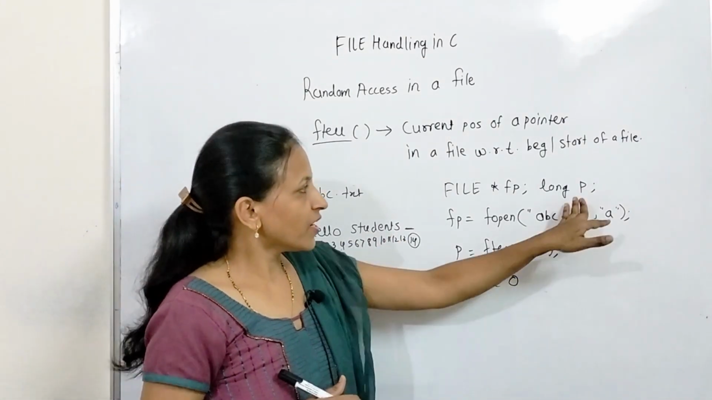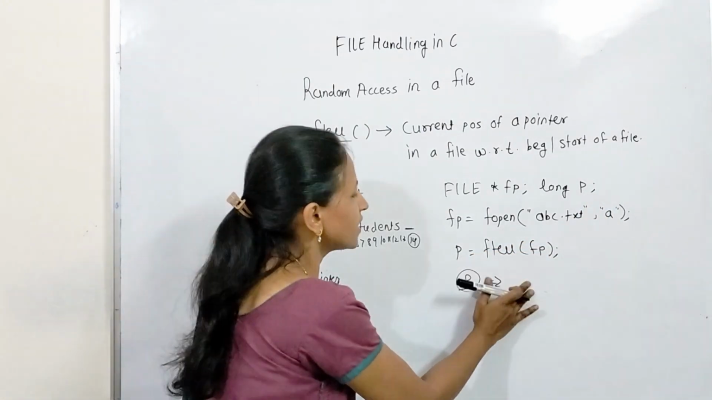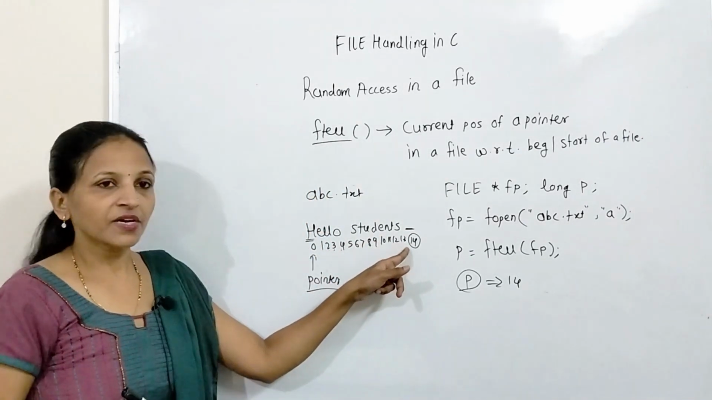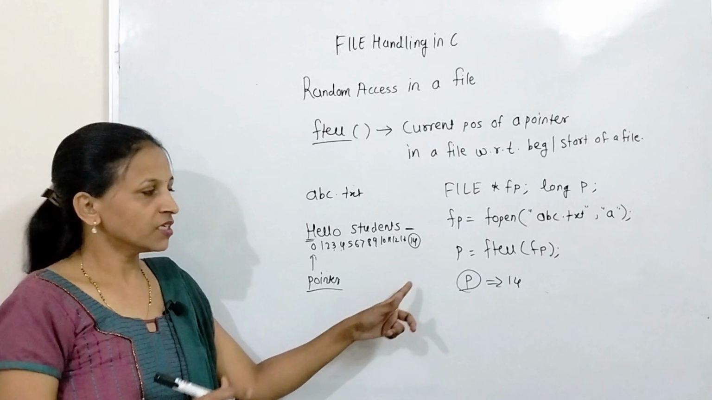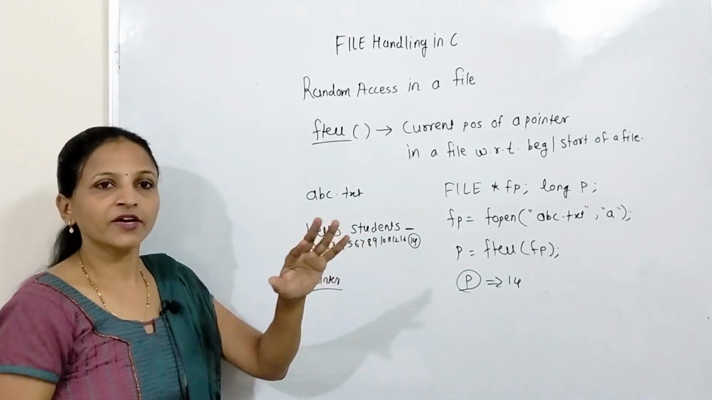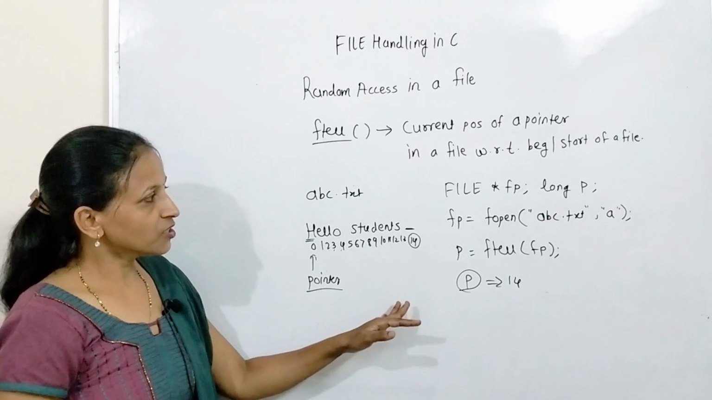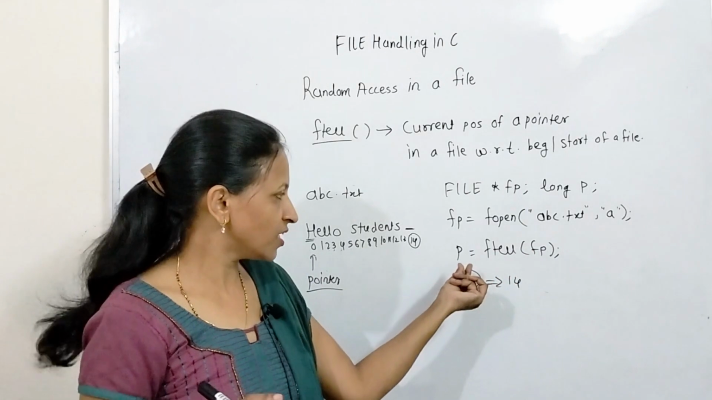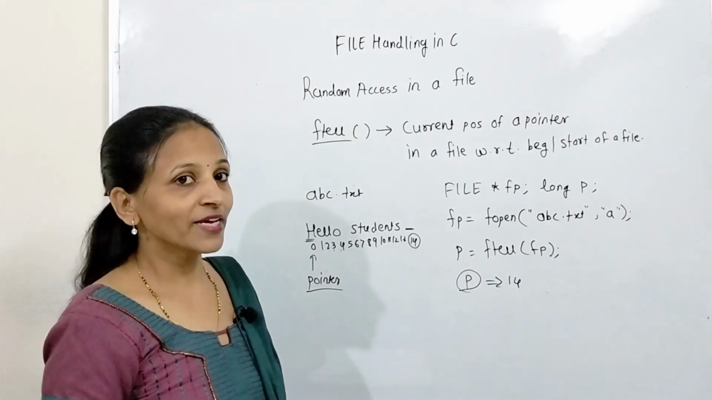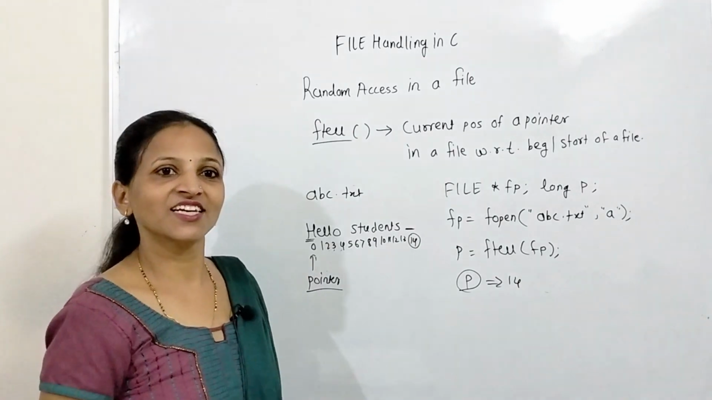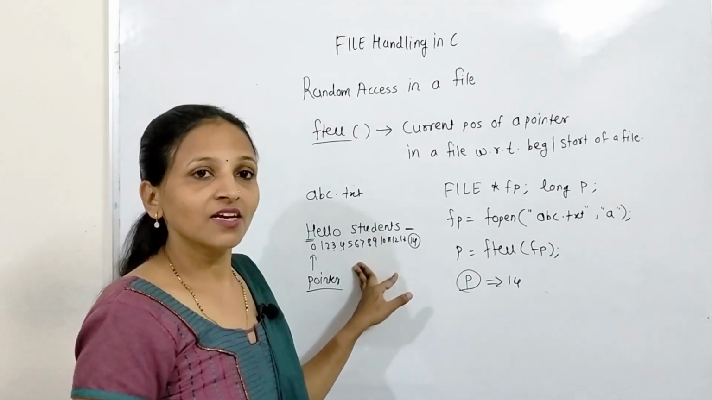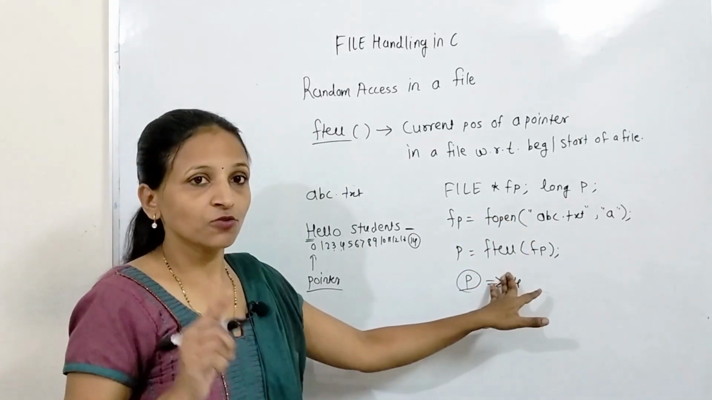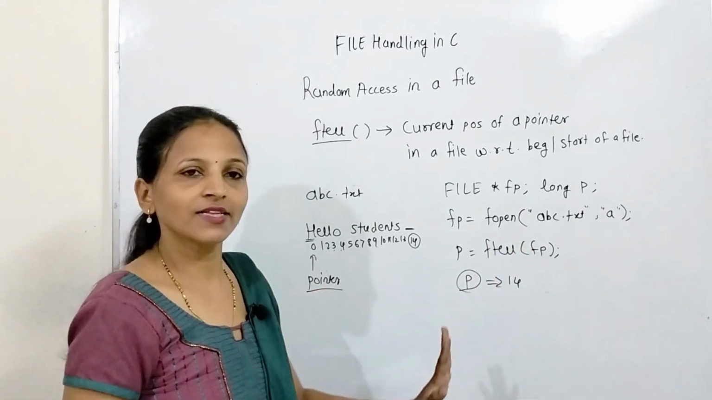Now whenever we open that file in A mode, inside p we will get, of course, 14 value. Now you can count the number of characters in that file with the help of this logic. See how many characters are there in this file. 14 characters are there in this file. Using this logic, open that file in append mode and just call that ftell function. Inside p you will get how many characters or how many bytes are there in a file. You can calculate the number of bytes or characters in a file using this logic. Open the file in append mode and call the ftell function.